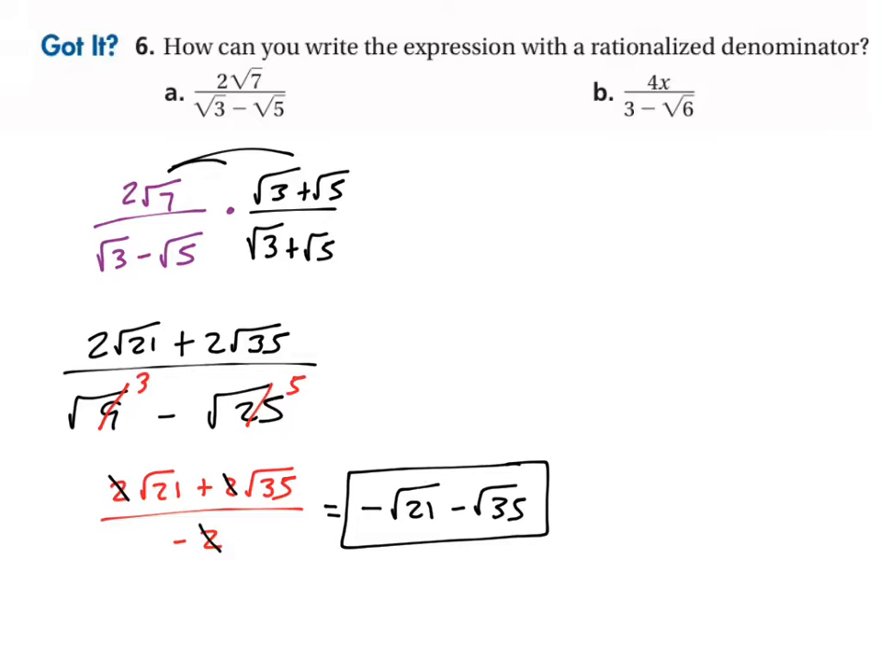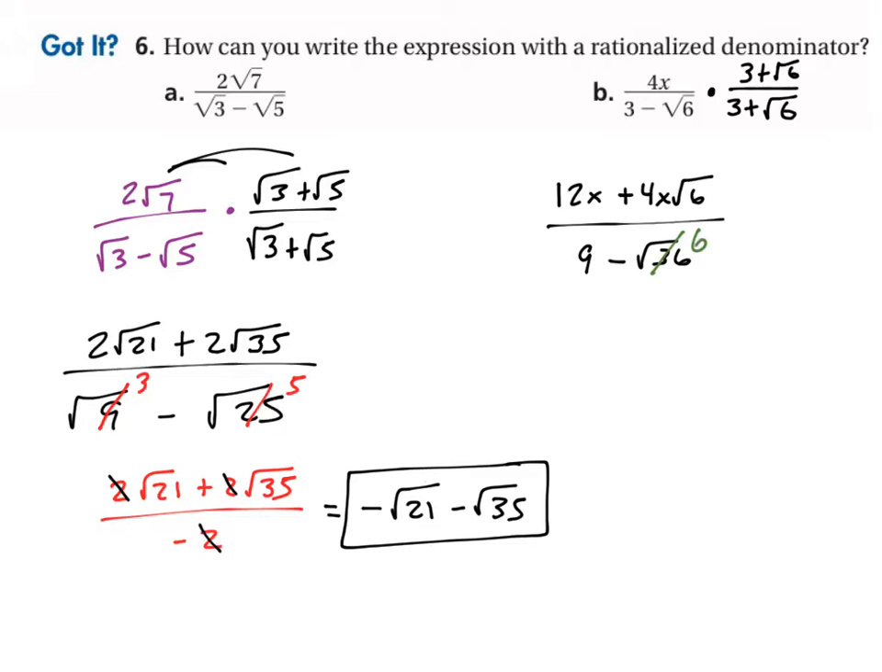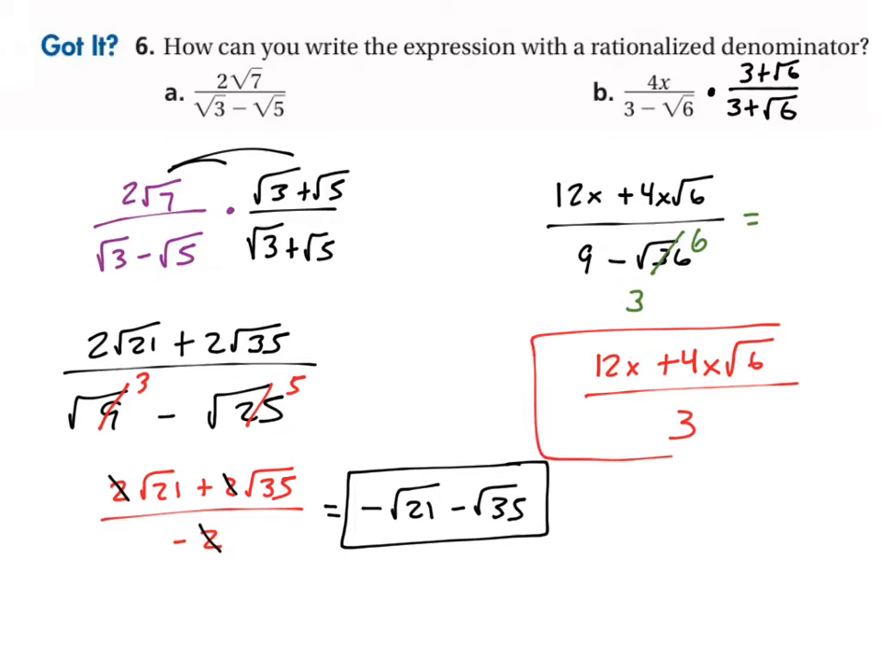We can go ahead and look at B together. So we're going to go ahead and multiply by the conjugate. In this case, it's 3 plus the square root of 6 over 3 plus the square root of 6. So across the top, we're going to get 12x plus 4x square root of 6. On the bottom, we know the middle's going to cancel, so we get 9 minus the square root of 36. Square root of 36 we know is going to be 6. So 9 minus 6 we should recognize as just being 3. So if we write this out, we've got 12x plus 4x square root of 6 over 3. And since 3 doesn't go evenly into 4, or 4x in this case, we're going to leave it just like this.